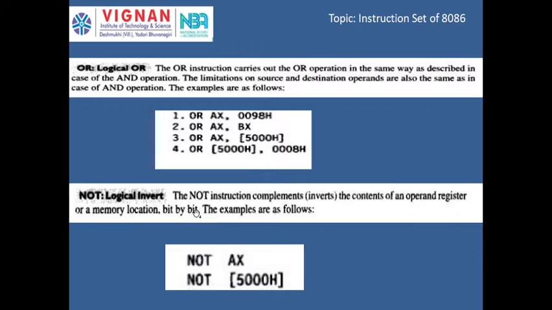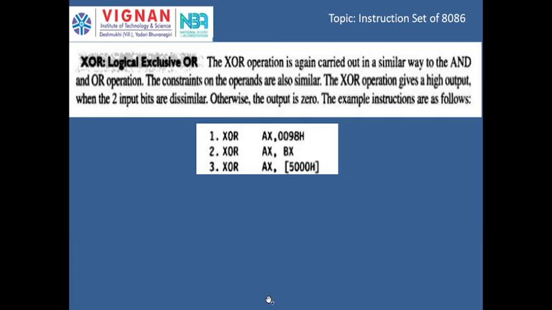NOT instruction simply complements, inverts the contents of the operand. If the content of the operand is 0, that will become 1. If it is 1, that will become 0. So it complements the contents of an operand register or memory location bit by bit. Examples are NOT AX, NOT memory address 5000H.